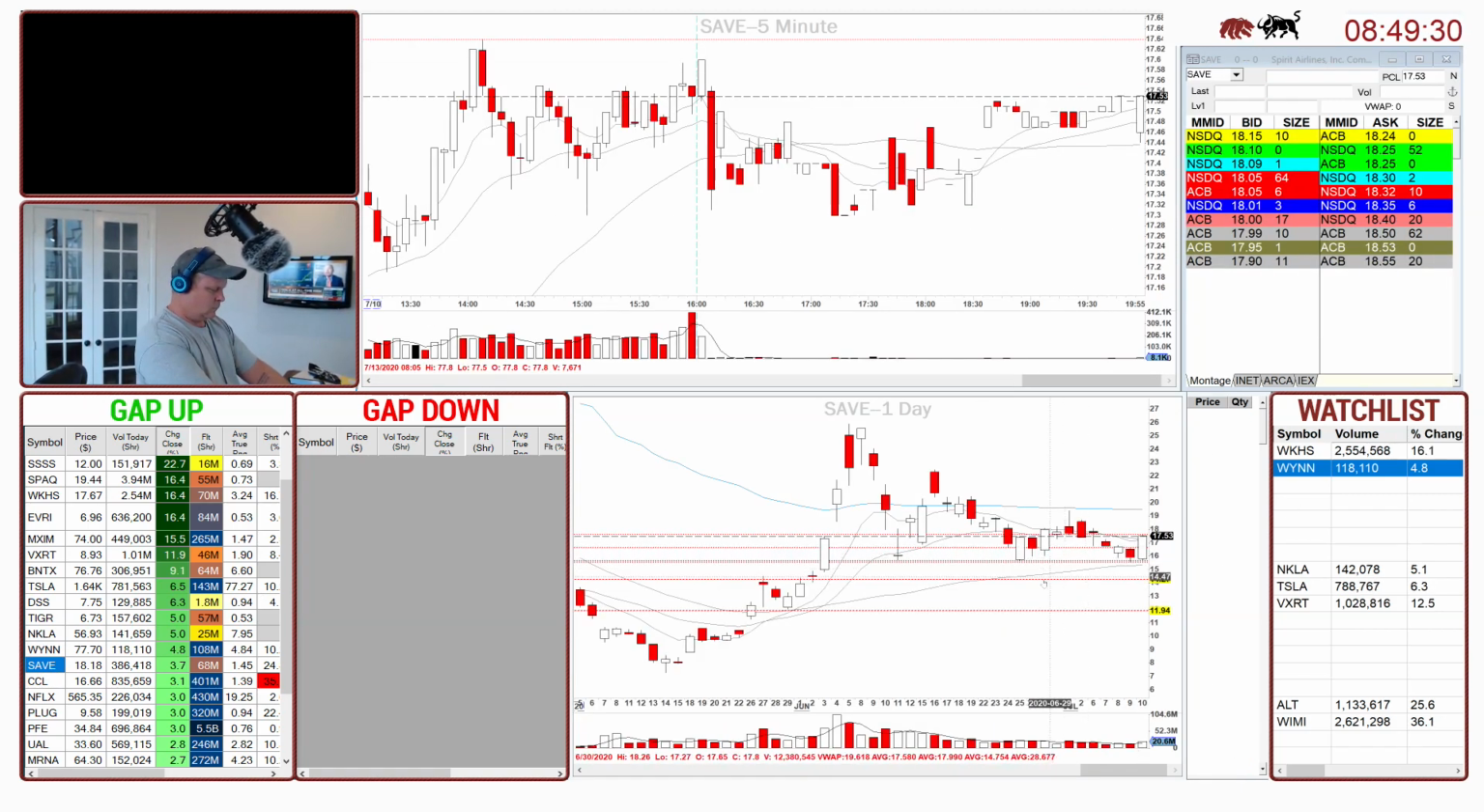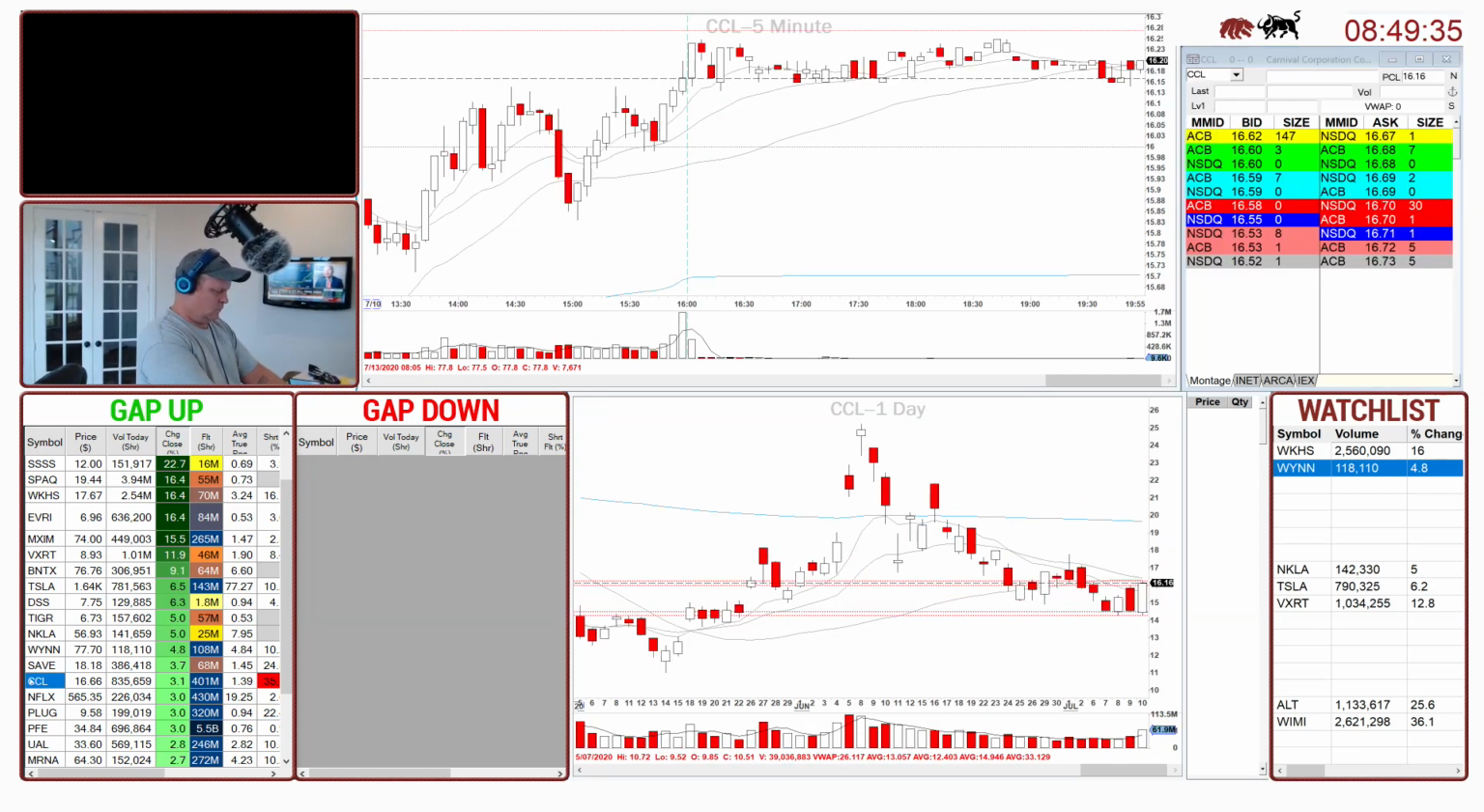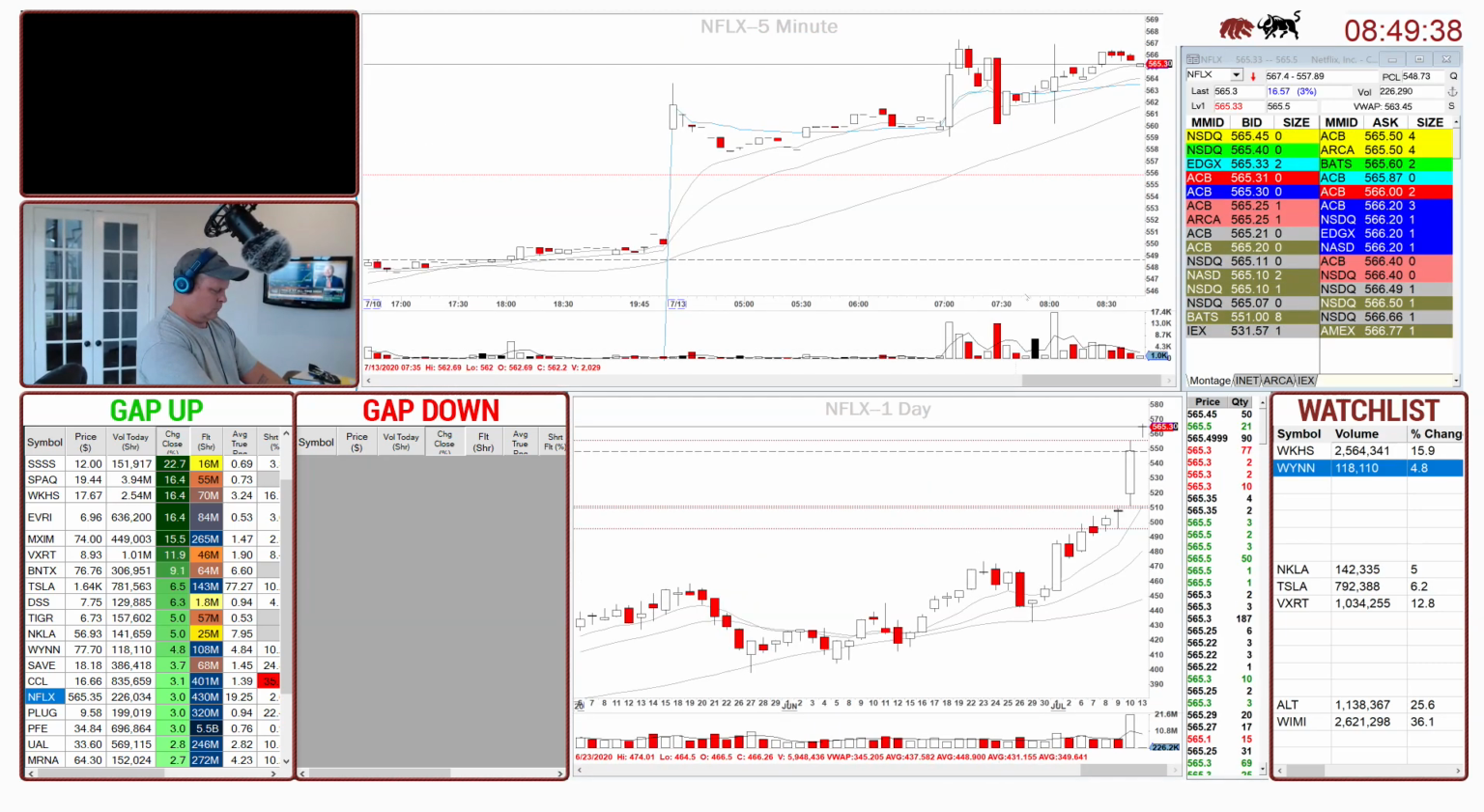So again, most of our airlines are probably on the NYSE stock exchange like this one, so we don't have information on it. Same with CCL.